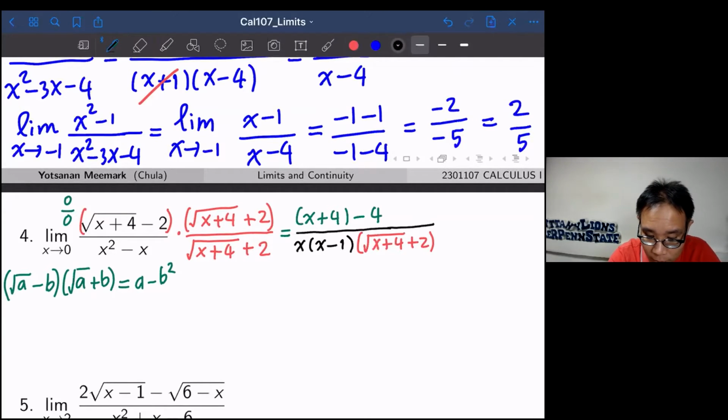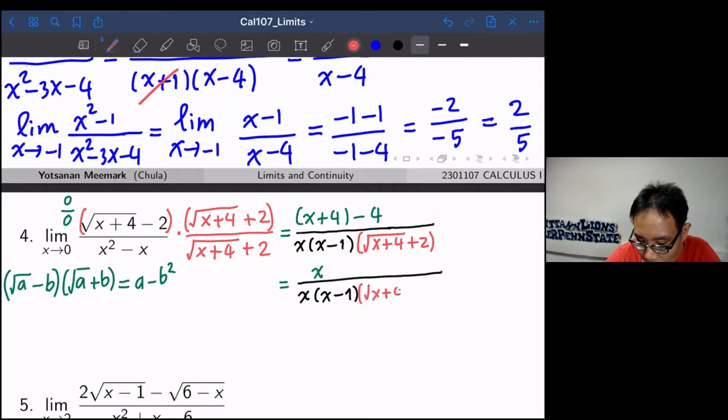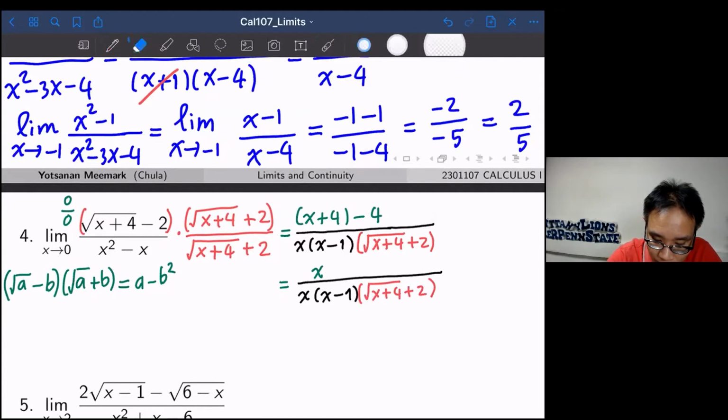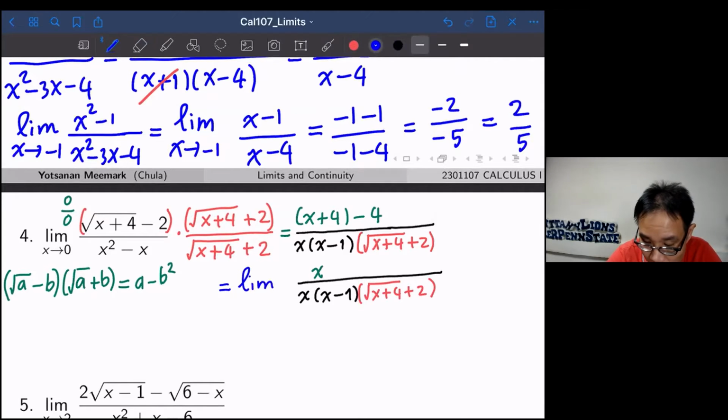And for this one, it's gonna be equal to x over, the black guy turned out to be x minus 1, and you have square root x plus 4 plus 2. And don't forget the thing that we are doing is going to be limit x go to 0.